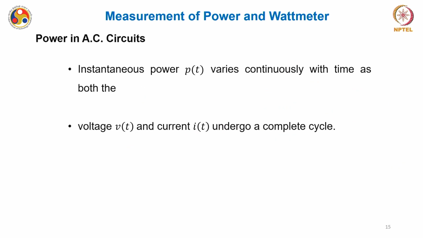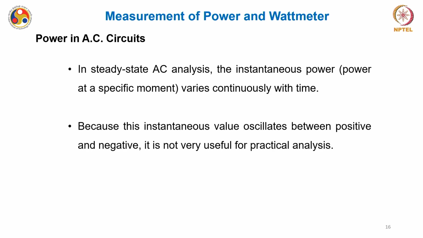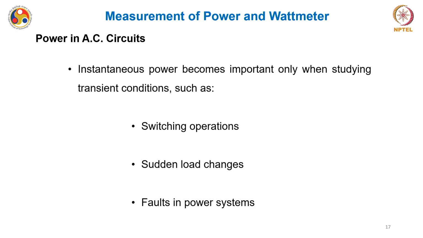So in the AC circuit, the instantaneous power, which is of course a function of time, varies continuously with time because both Vt and It are also varying in time. So the Pt will vary continuously over a complete cycle, similar to what Vt and It are doing. In steady state AC analysis, the instantaneous power, which is the power at a specific moment, varies continuously with time. Because the instantaneous value oscillates between positive and negative, it is not very useful for practical analysis.